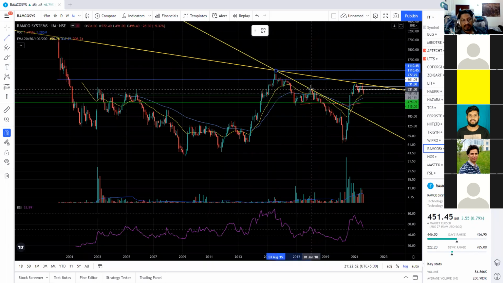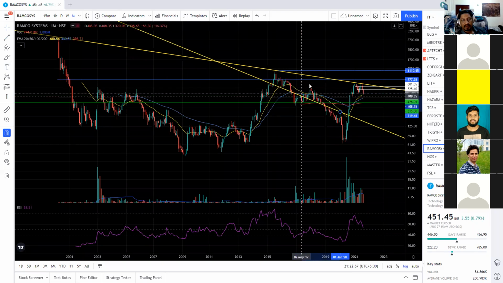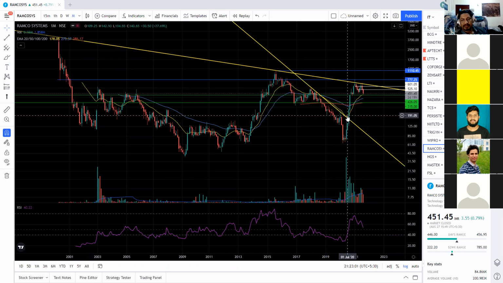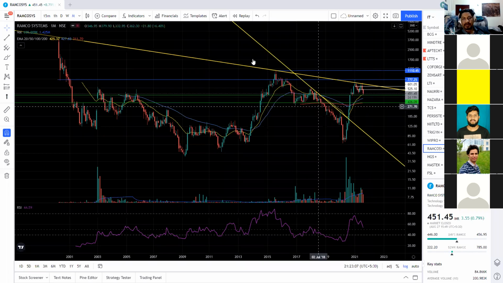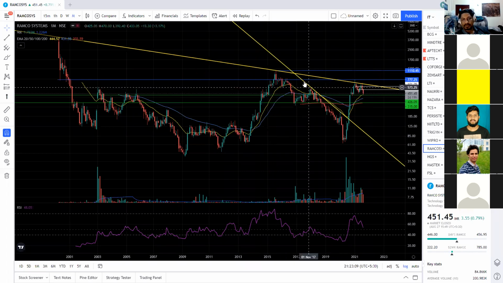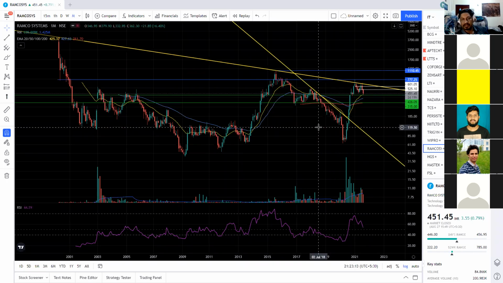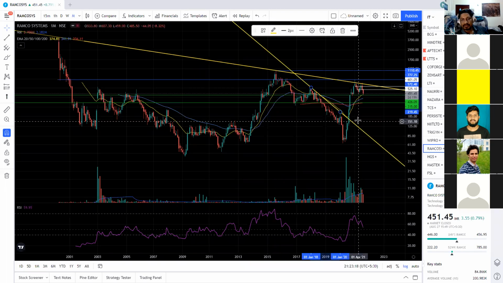So you can define this particular resistance on this particular chart, and you can take entry somewhere here based on other parameters. So there will be opportunities at different levels. You should know when the trend is changing at various time frames, monthly, weekly, or daily. Accordingly, stop losses and targets will be different.